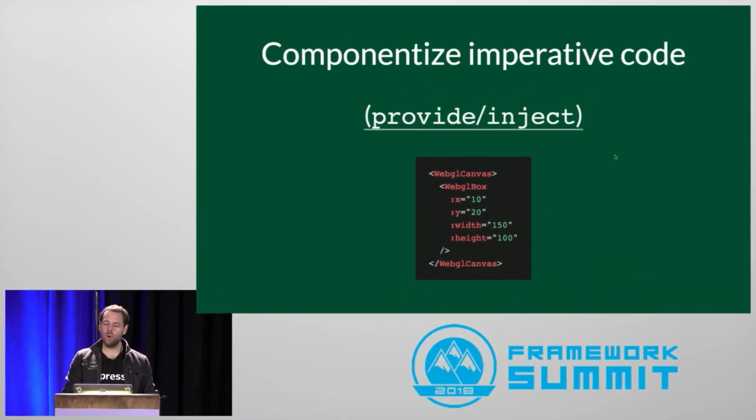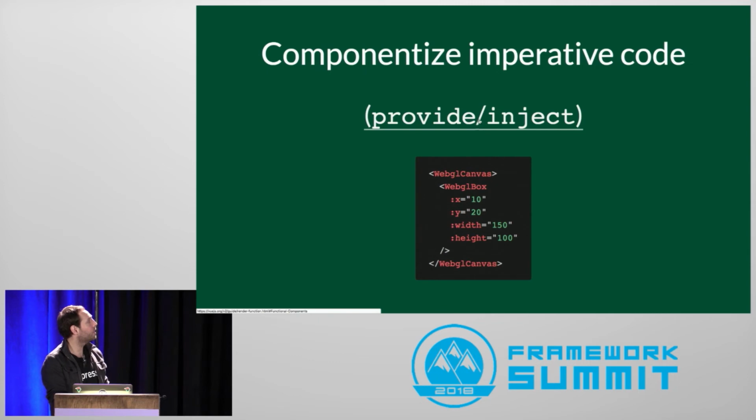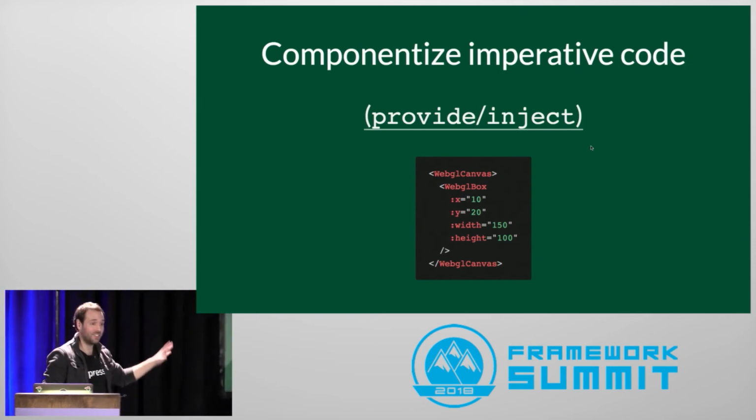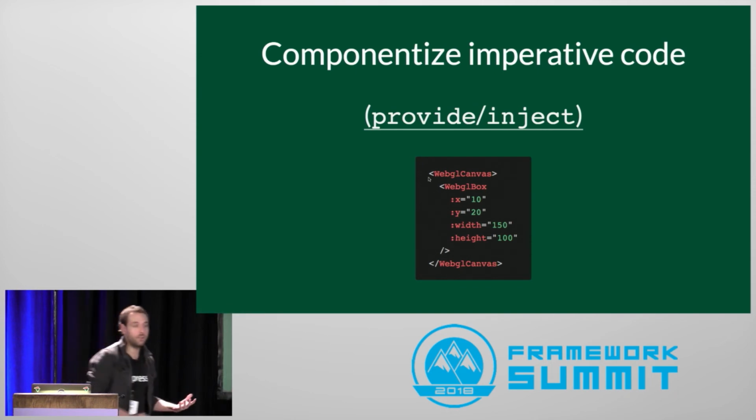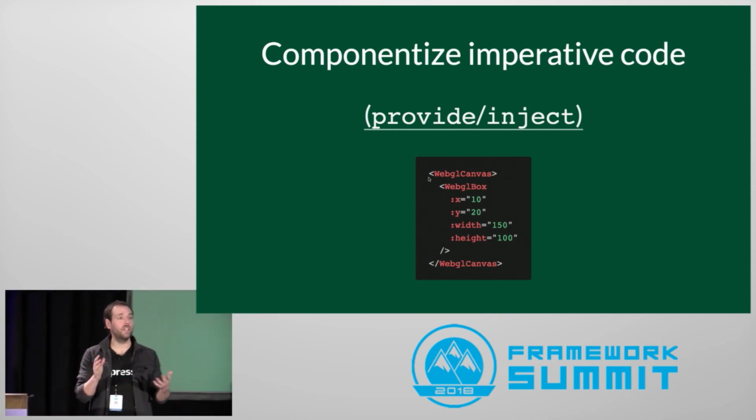I also recommend componentizing imperative code. In Vue, you can use a feature called provide inject for this. Unfortunately, I don't have time to go into provide inject. It's kind of its own talk. But here's a link to Vue's docs. Within React, you also have the context API. And within Angular, I believe you'd solve the same problem with dependency injection.